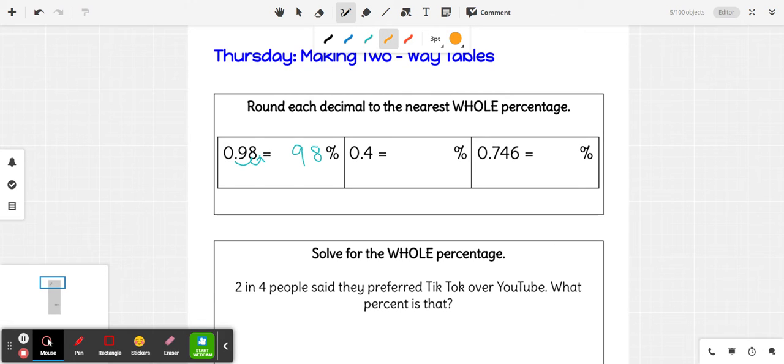Moving on to 0.4 or 4 tenths. Let's move that decimal 2 places to the right. Now notice how we don't have a number here to the right of our 4. What we're going to do is add a placeholder, and that placeholder will always be 0. So our percentage for this is 40%.